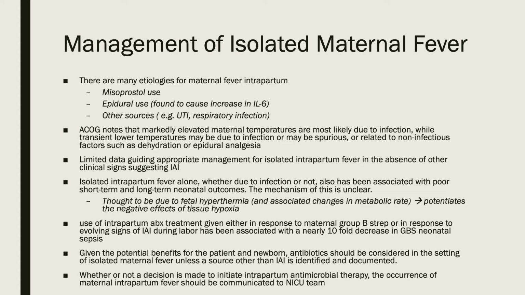So the use of intrapartum antibiotic treatment, given either in response to maternal group B strep or in response to evolving signs of IAI during labor, has been associated with a nearly 10-fold decrease in GBS neonatal sepsis. So given the potential benefits for the patient and the newborn, antibiotics should be considered in the setting of isolated maternal fever unless a source other than IAI is identified and documented. So whether or not a decision is made to initiate antibiotic therapy, it's really important to always communicate this maternal fever to the NICU team, as this can change their management and clinical assessments of the baby after delivery.